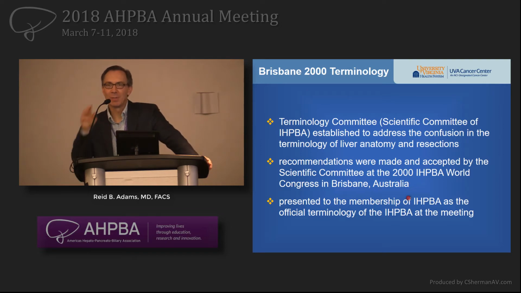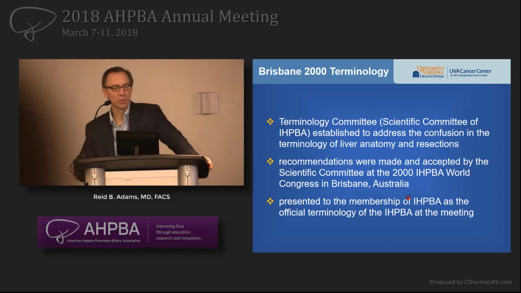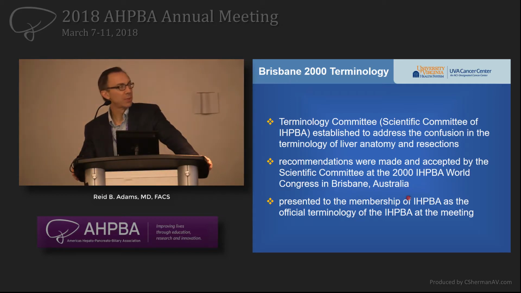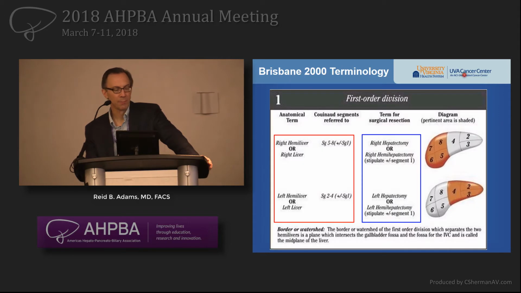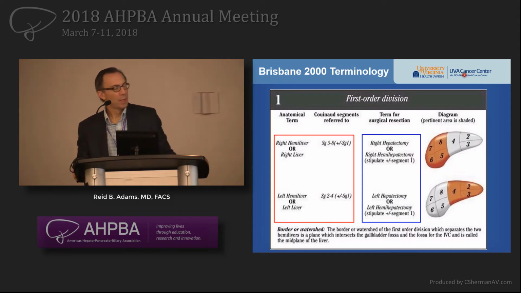Back in 2000, the IHPBA put together a terminology committee to try to codify liver terminology because it was very confusing in the literature. Based upon those recommendations that were approved at the Brisbane meeting in 2000, they came up with what are the so-called Brisbane terminology. So there's the so-called first order division, which is shown here. It divides the liver into the right and the left hemilivers.